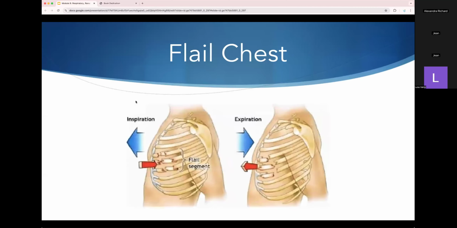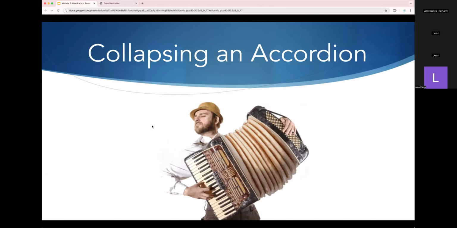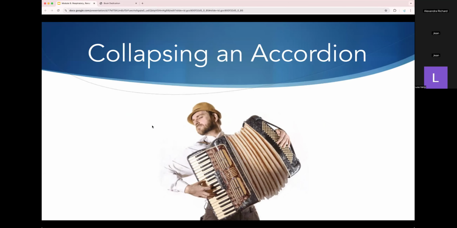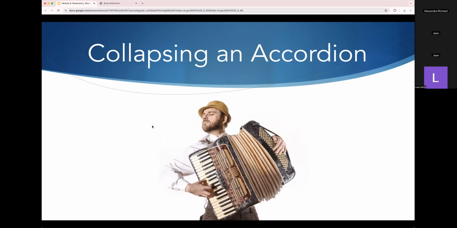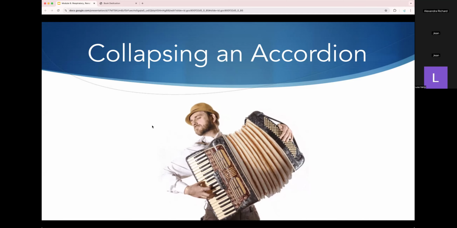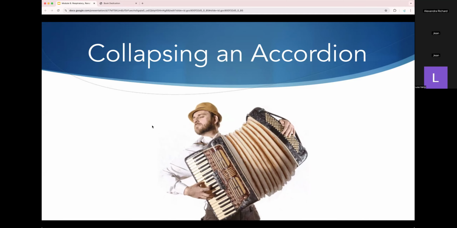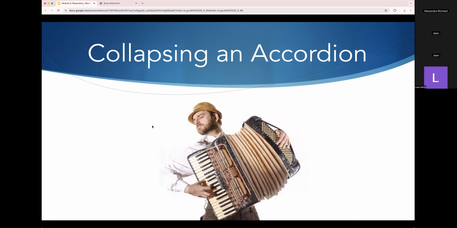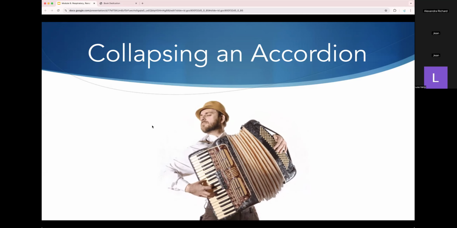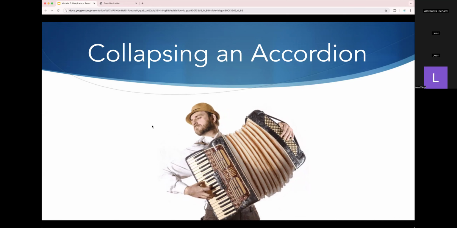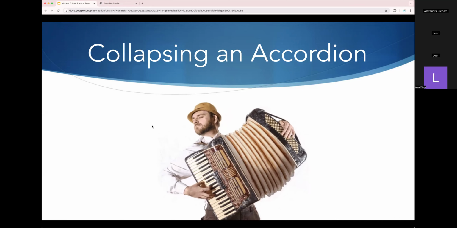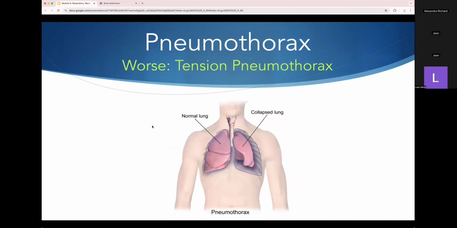Some other things that we're going to look at when we're talking about chest trauma is first we have to know what a collapsed lung means. So we've all seen this before, an accordion. When the accordion gets smaller, it's like collapsing, right? So that's going to help you understand what a collapsed lung is.